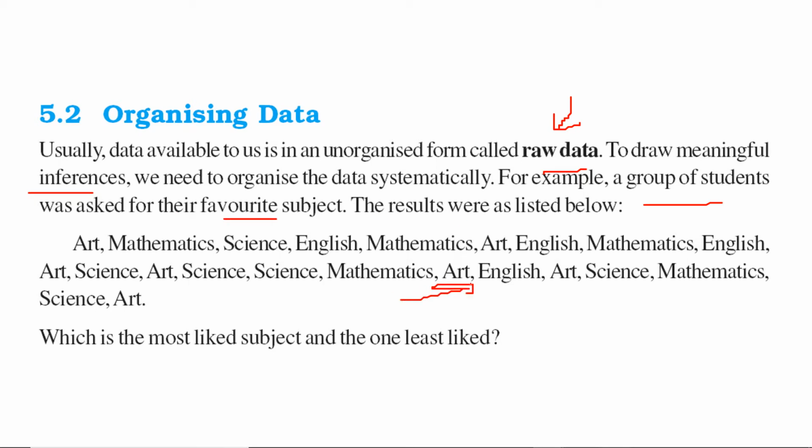For example, a group of students, if they were asked for their favorite subject, the result is like this. Somebody says art, math, like this. So which is the most liked subject and which one is the least liked? So you have to count art 1, art 2, like this, okay? And again for English you have to count. So this is raw data.